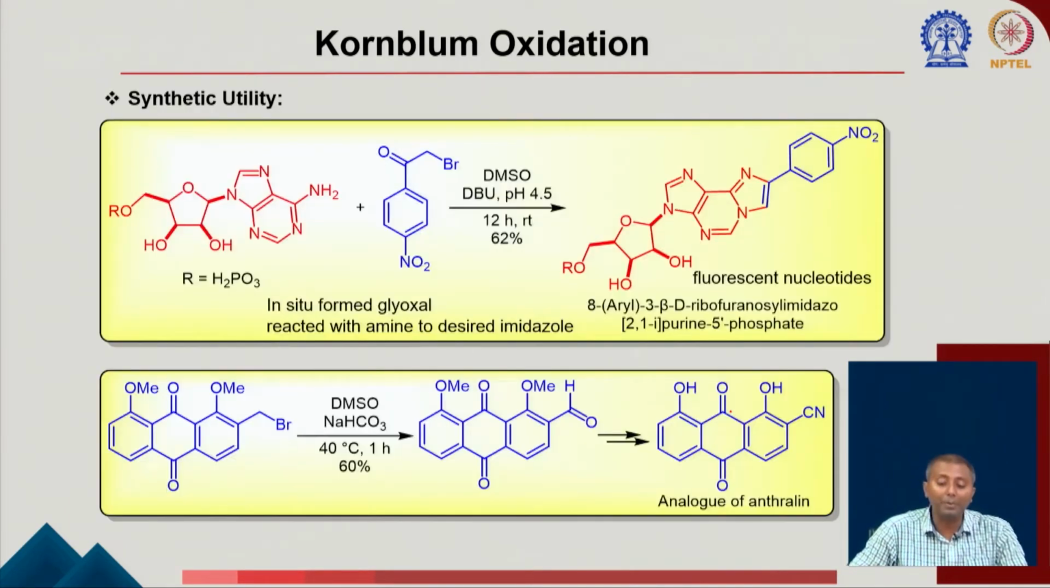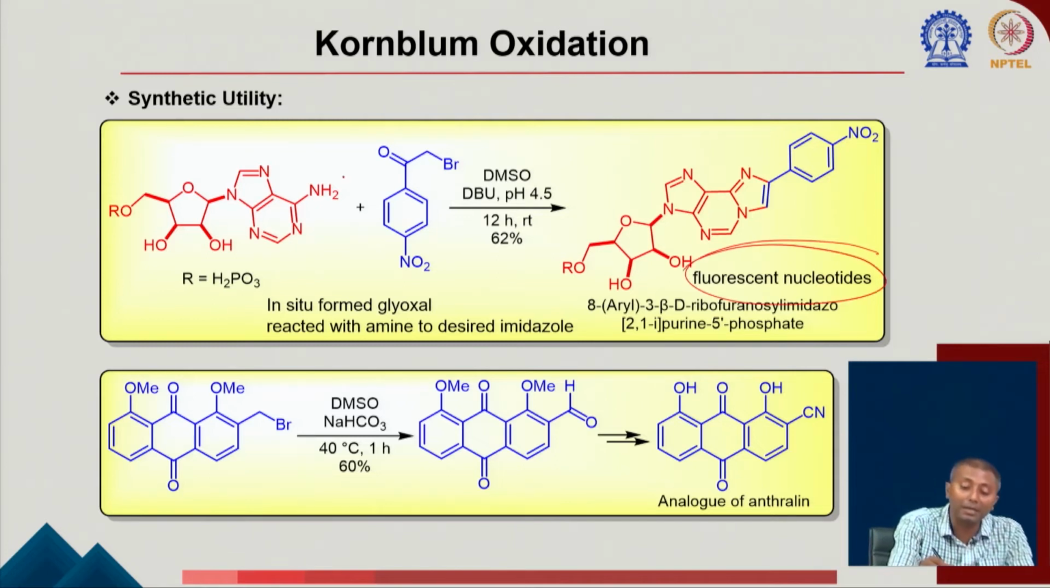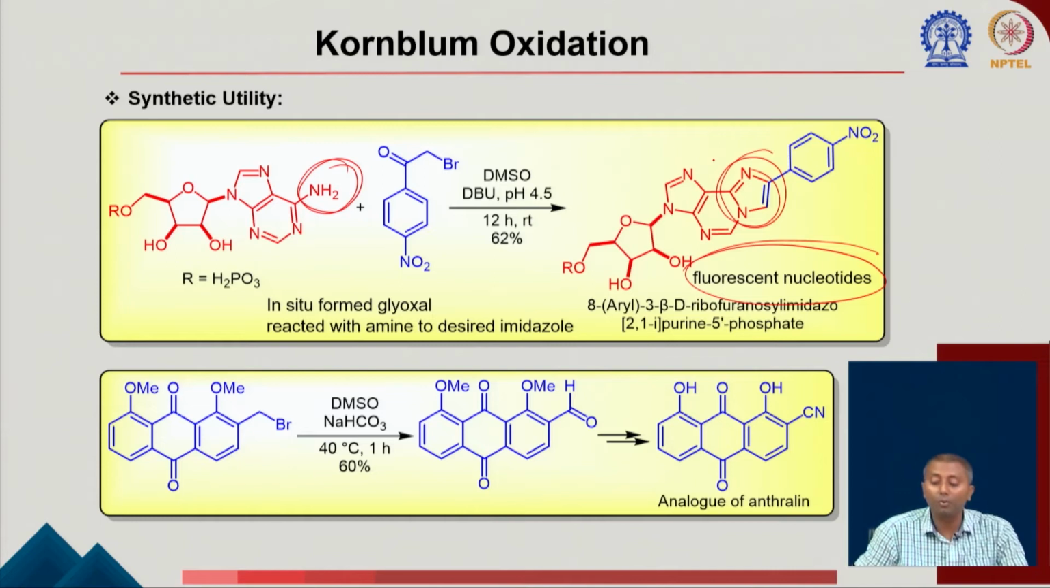So you can see some of the application of the Kornblum oxidation here. They are trying to synthesize this fluorescent nucleotide. In this synthesis, you can see from the starting material to the product, there is an NH2 here at the beginning. Now you are seeing here, this is forming an imidazole. Okay, so you can see there is already a 2 nitrogen. We can see clearly this is the nitrogen and this is the NH2 nitrogen, but this rest of the part actually came from this part.